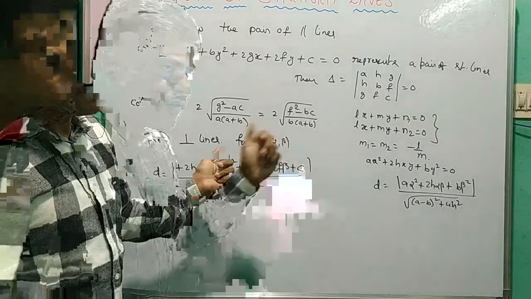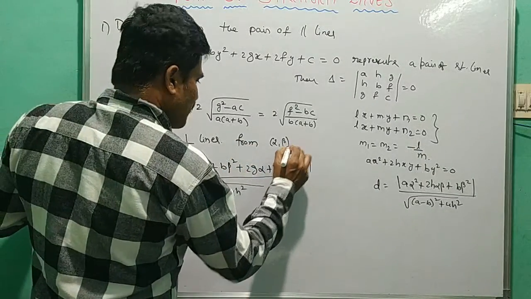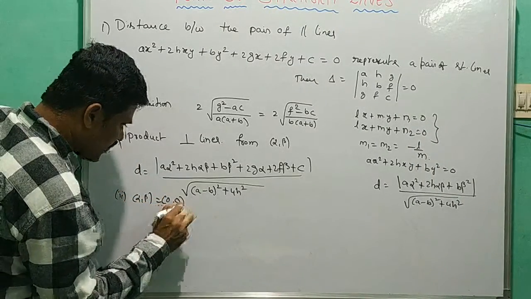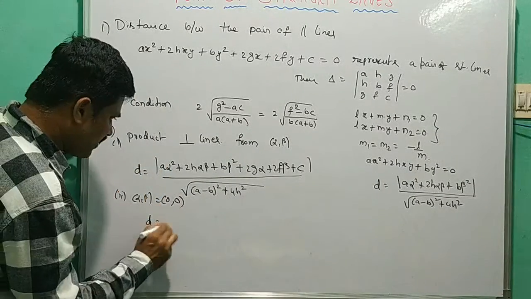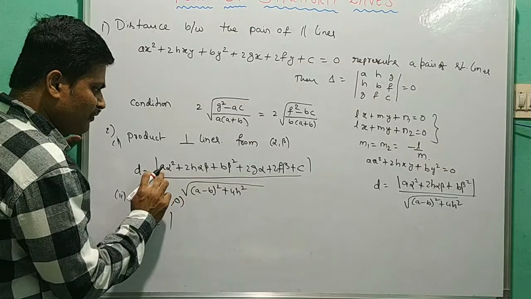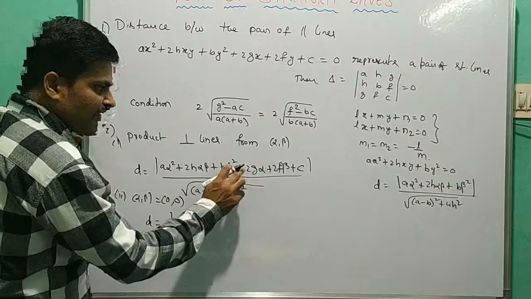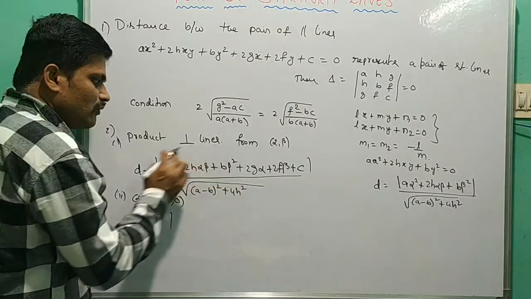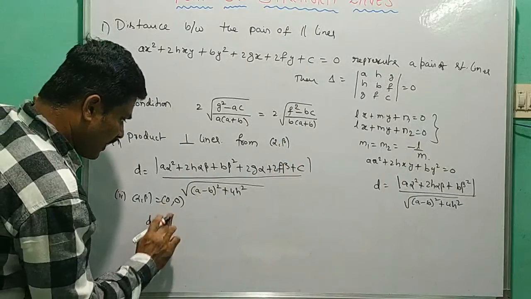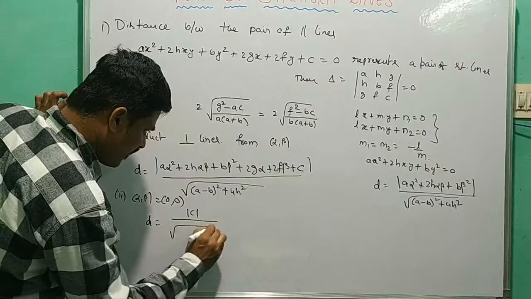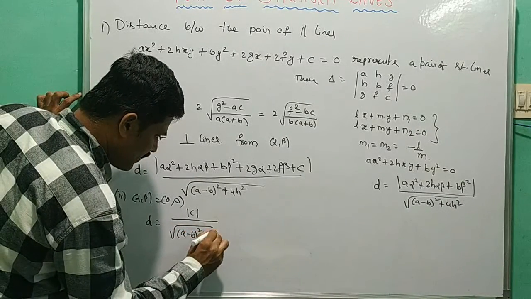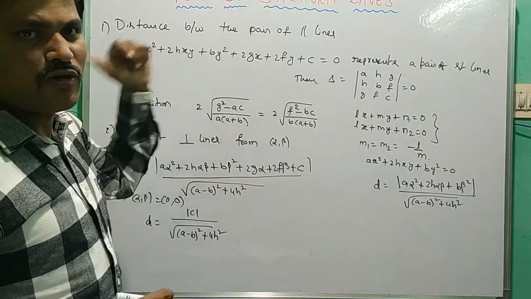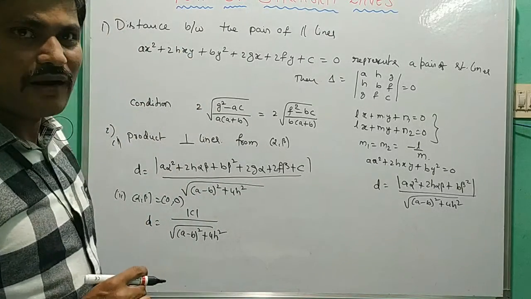Product of perpendiculars from alpha beta. Similarly here we take alpha beta equal to 0, 0. Now the formula can be reduced: the total value up to a alpha square plus 2h alpha beta plus b beta square plus 2g alpha plus 2f beta equals 0 because alpha equal to beta equal to 0. Only the constant is there. Now we write mod c by square root of a minus b whole square plus 4h square. So this is the product of perpendiculars from the origin to the given non-homogeneous second degree equation. So this is also one of the important formula.